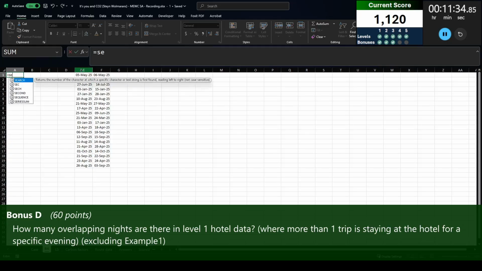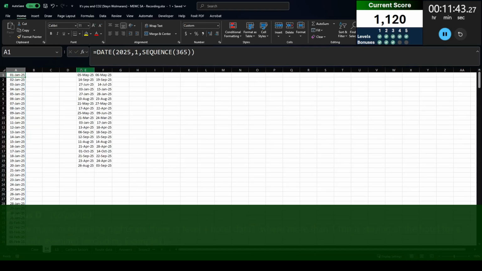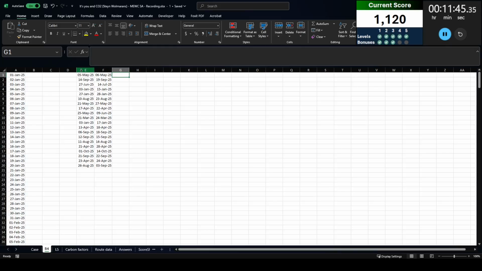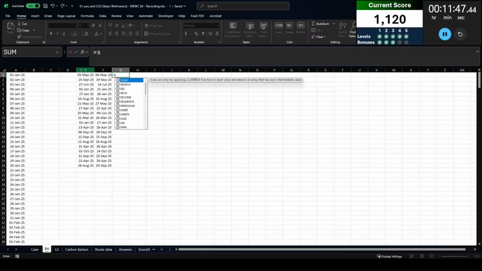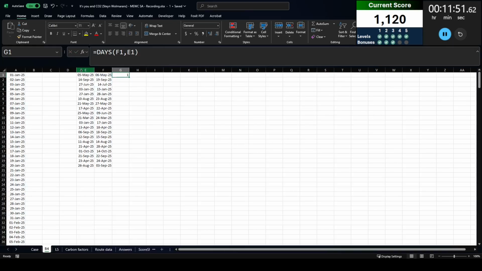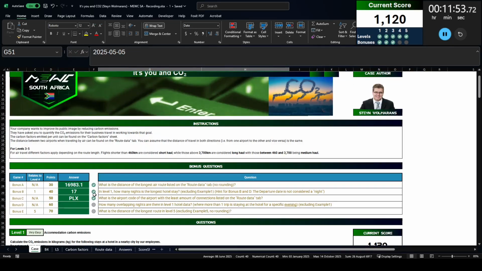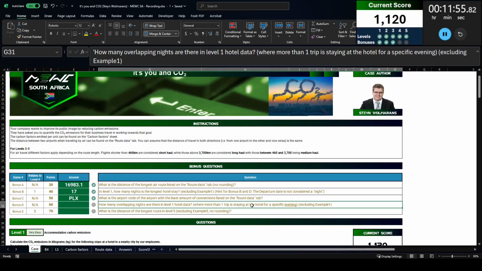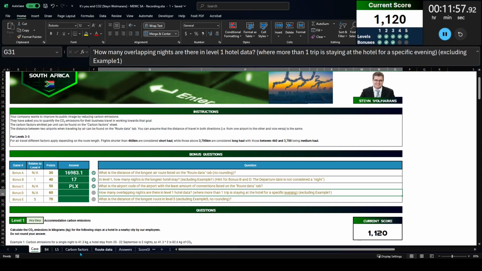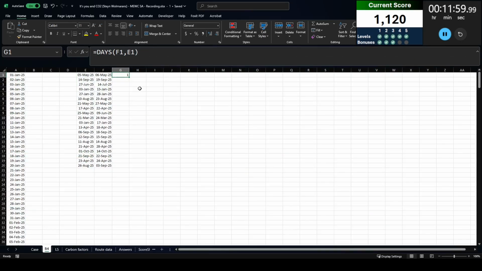Bonus D, how many overlapping nights are there in level 1 hotel data? So what this is asking is, between all the nights that are stayed, how many nights are stayed multiple times? And so what I did here was I had to do this on another sheet. I wanted to list out all the dates that were stayed overnight in all of the games. So for all 20 games, for example, we see on game number 1, we stayed from May 5th to May 6th. That's only one night. That should be the May 5th night.